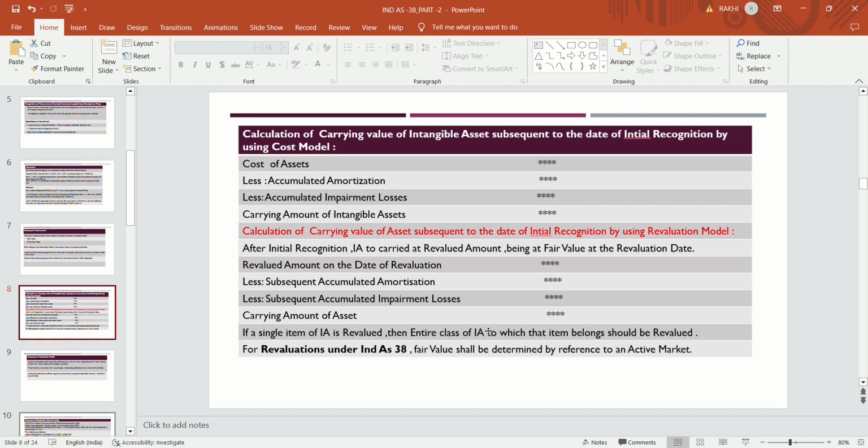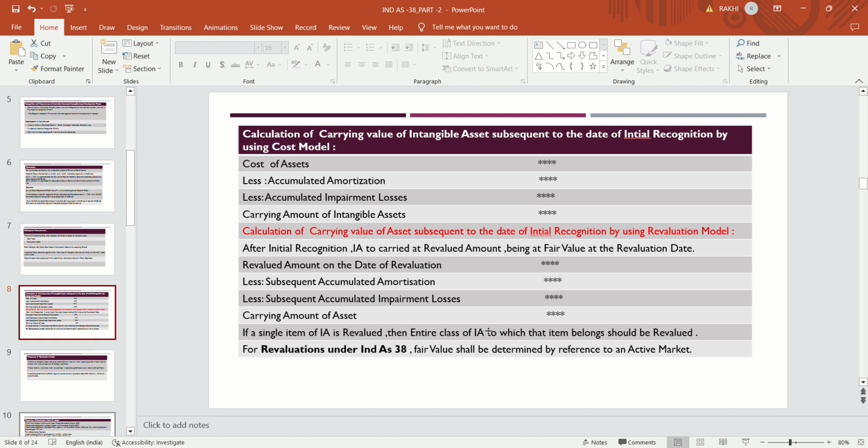The cost of asset is whatever cost they recognize in the initial recognition. Now at the end of year they will make amortization. They will charge accumulated amortization on the cost of the asset. Then if any impairment loss is there, they will reduce that impairment loss from the cost of asset. This is to be done every year, that is, at the subsequent date: cost of asset is reduced by the accumulated amortization, and reduced by accumulated impairment loss if any. Then they will find out the carrying amount of intangible asset in case of cost model.